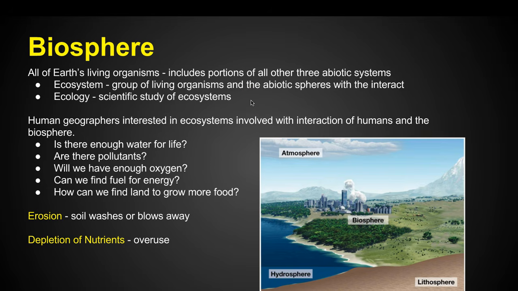Ecology is the study, scientifically, of these ecosystems. So human geographers are interested in ecosystems because they're involved with the interactions of humans and the biosphere. In human geography, we look at why people live where they do, and how they interact with each other. The study of the physical landscape throughout the biosphere helps us do that. We look at, is there enough water for life? If there is, people may live there.